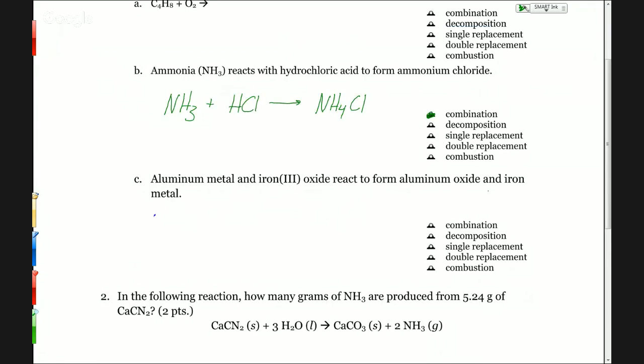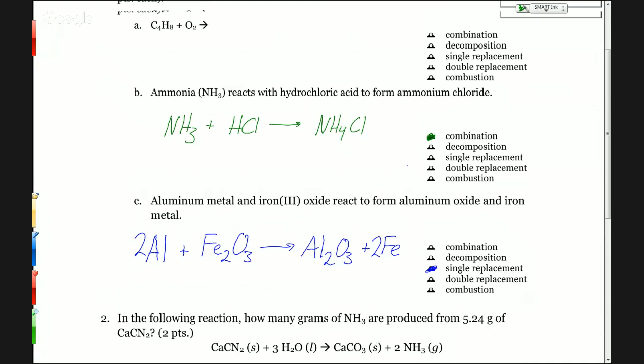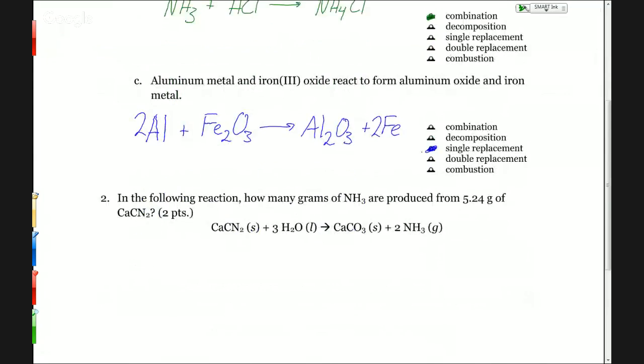Aluminum metal, that's just Al, and iron 3 oxide, Fe2O3, react to form aluminum oxide. Now aluminum we know is also a 3 plus ion, so aluminum oxide is going to have that same formula. And iron metal, that is not balanced, so we need 2 here, 2 there. And what kind is that? Yeah, that's a single replacement. Okay.